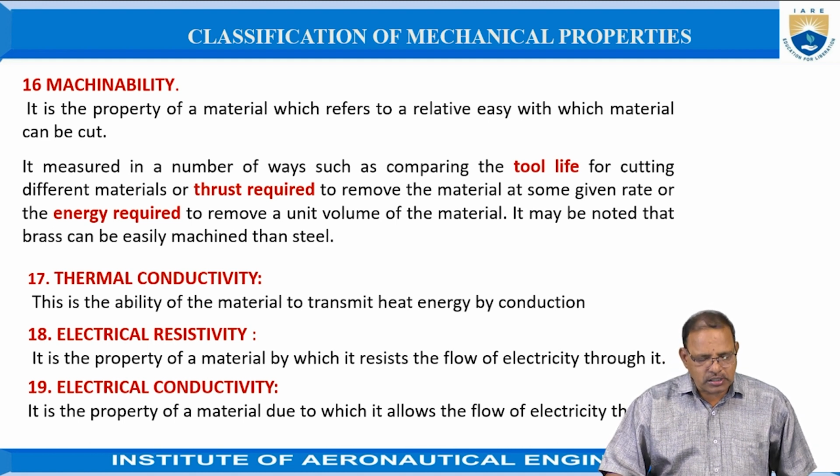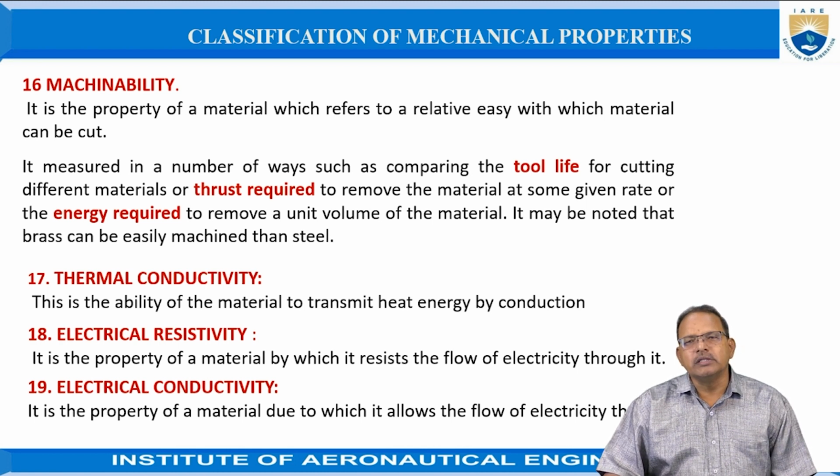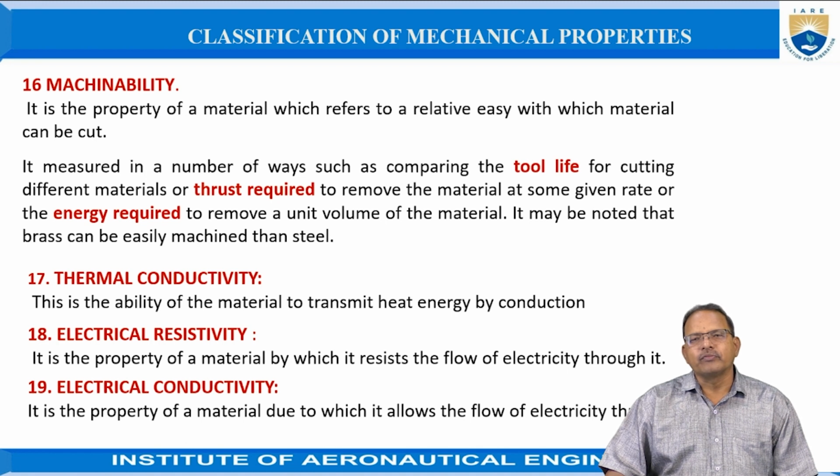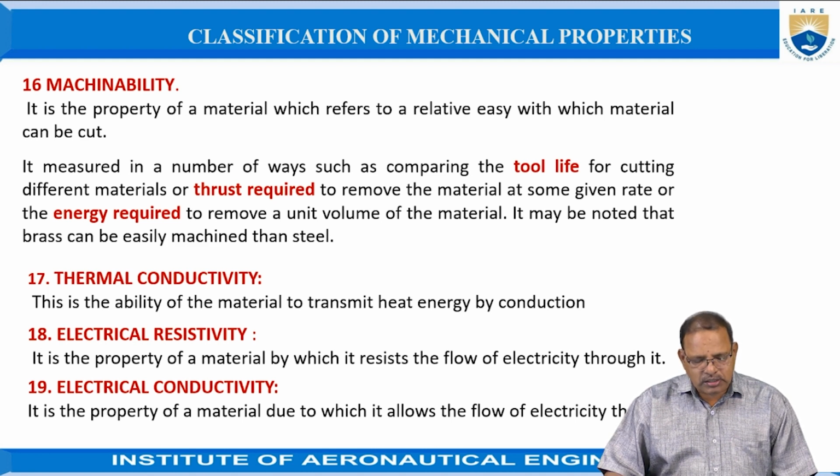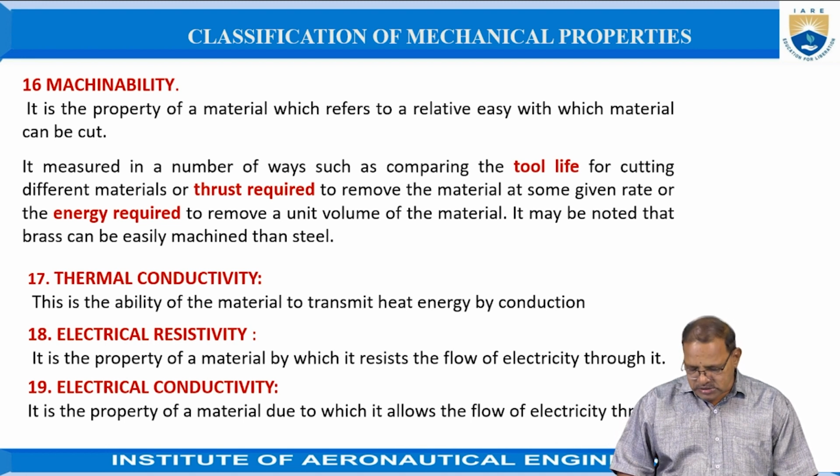Electrical resistivity. It is the property of the materials by which this is the flow of electricity through it, and these materials are most useful in designing electrical parts where the electrical resistivity is required to minimize the electrical shocks and so on. Electrical conductivity. It is a property of the material due to which it allows the flow of electricity through it. It is the opposite character of electrical resistivity.